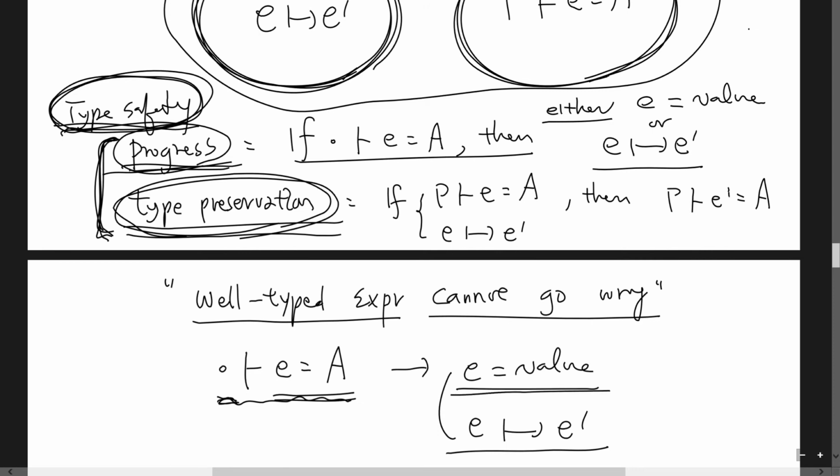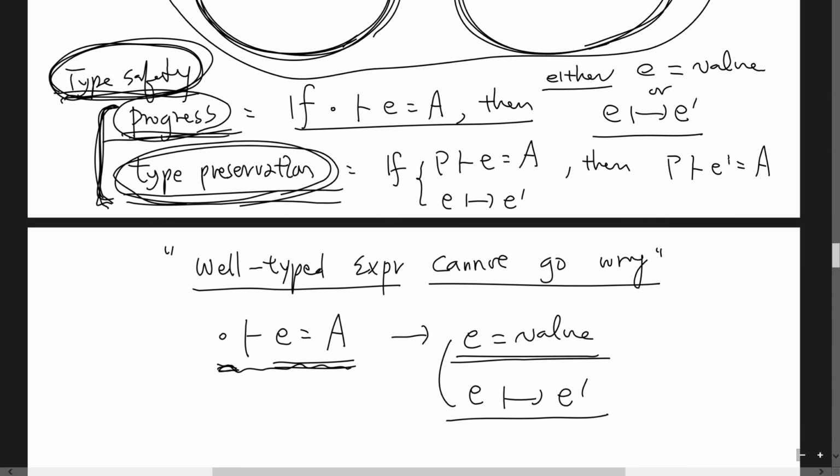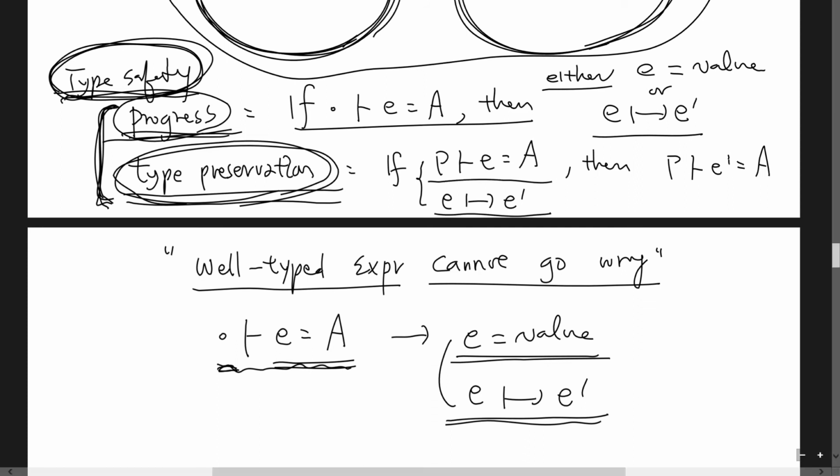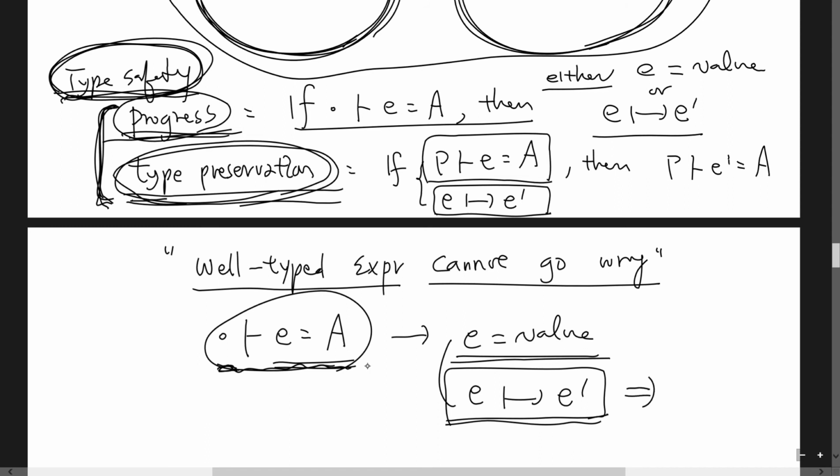So if it is a value, then we are finished. Now let's assume that it reduced to another expression, e prime. Now we satisfy the two conditions in the type preservation property. You have a well-typed expression here, and we also have this reduction judgment. Then, thanks to this type preservation property, we can say that e prime also has a type A.